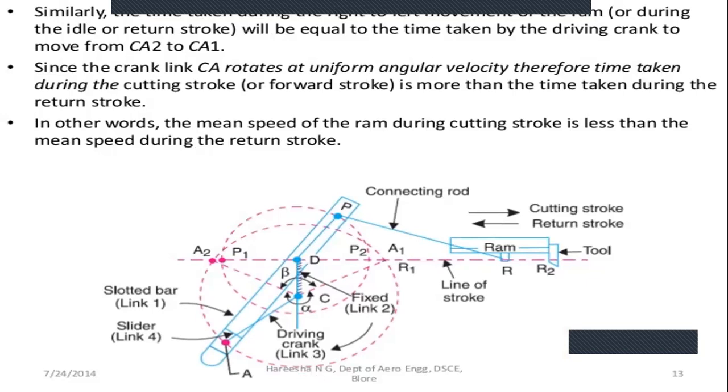Since the crank link CA rotates at uniform angular velocity, the time taken during the cutting stroke is more than the return stroke. So the forward stroke takes more time than the return stroke. In other words, the mean speed of the ram during the cutting stroke is less than the mean speed during the return stroke. So these are the different positions of the mechanism.